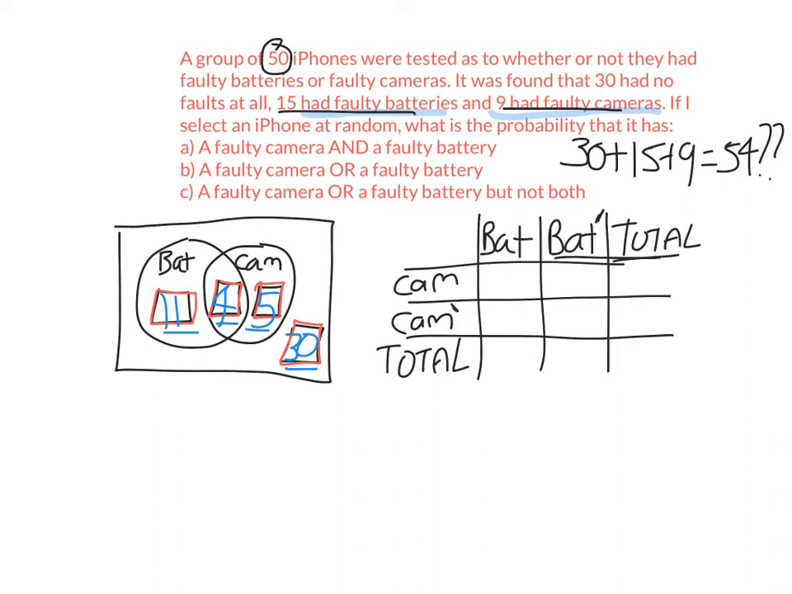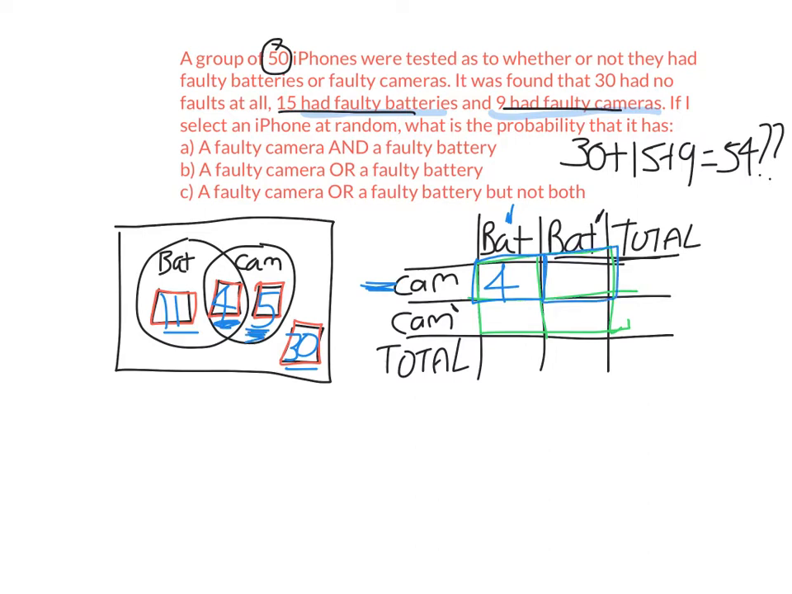Okay, so the 4 numbers that went in the Venn diagram correspond to the 4 numbers that go into these 4 boxes. Okay, so we'll start off with this first box here. So that is in the camera row and the battery column. So it's the number that have a camera fault and a battery fault. So that's just 4. It's just this number here. Then this box next to it, they have a camera fault but not a battery fault.